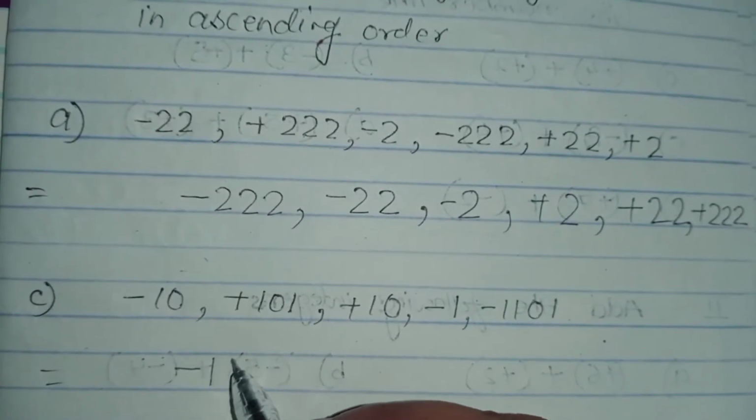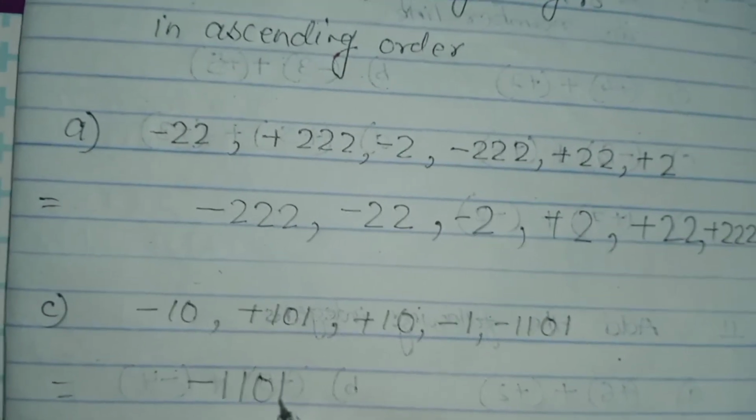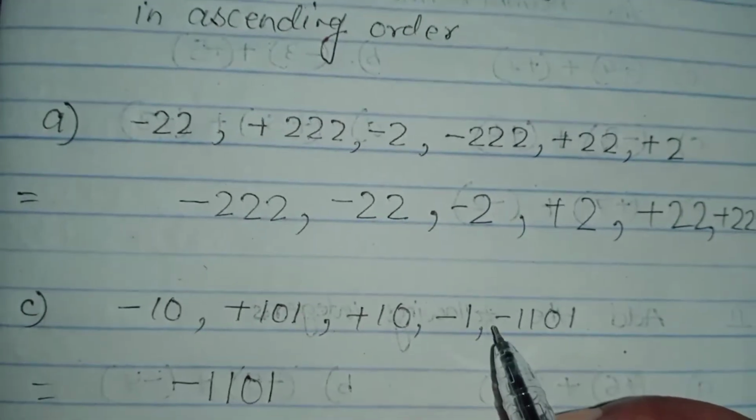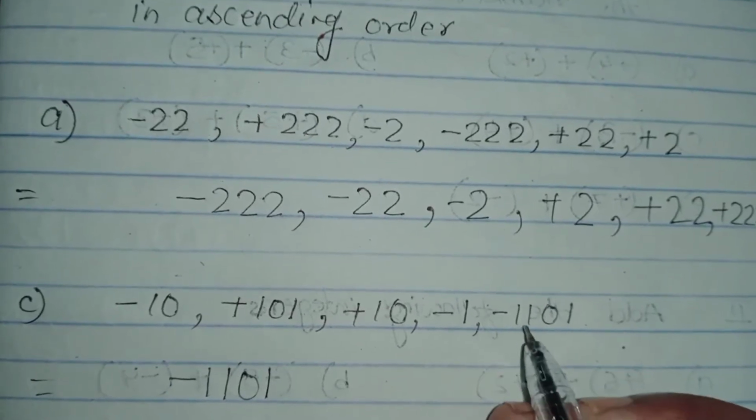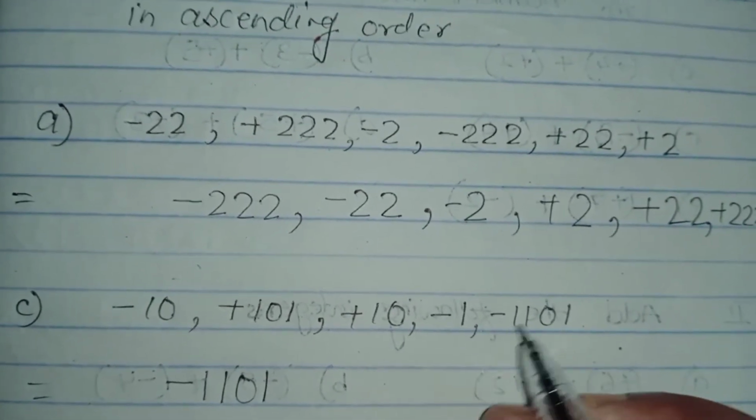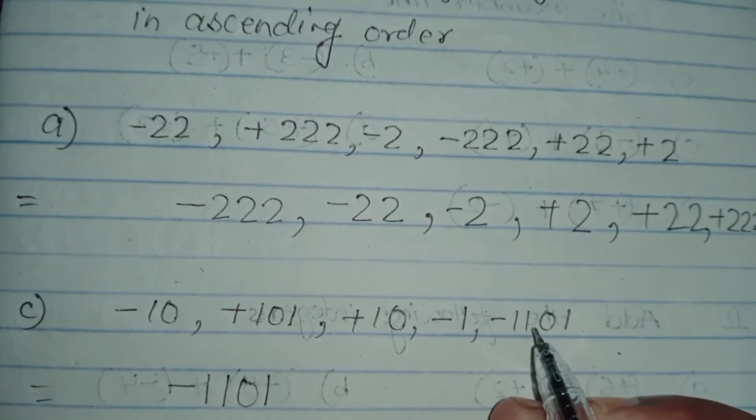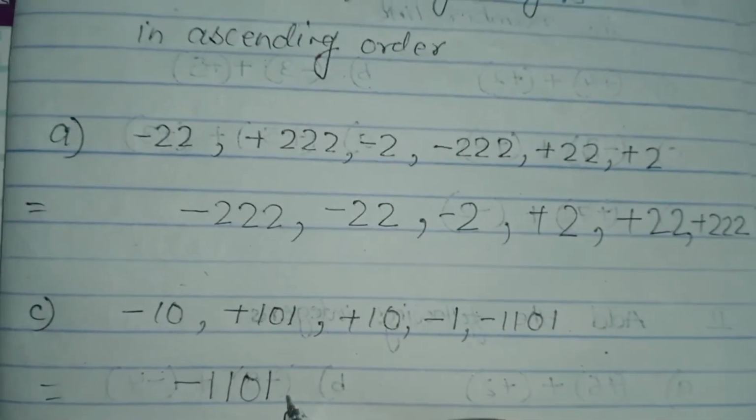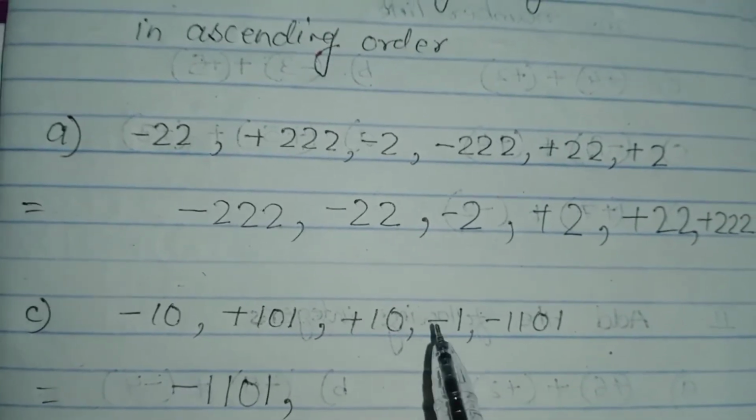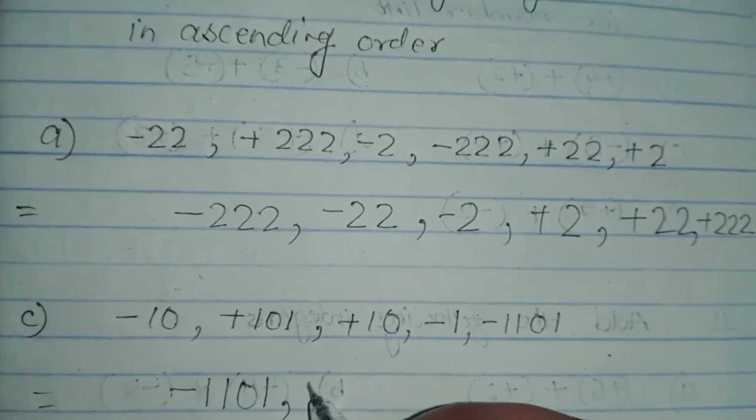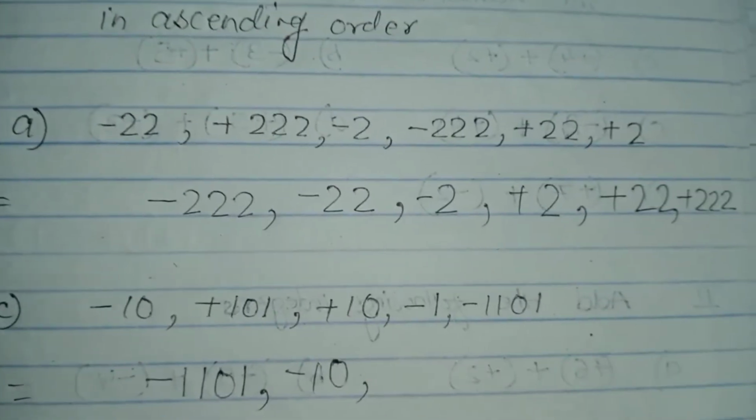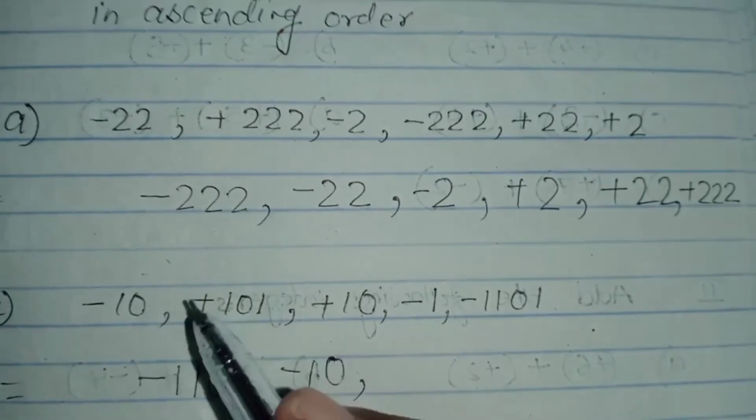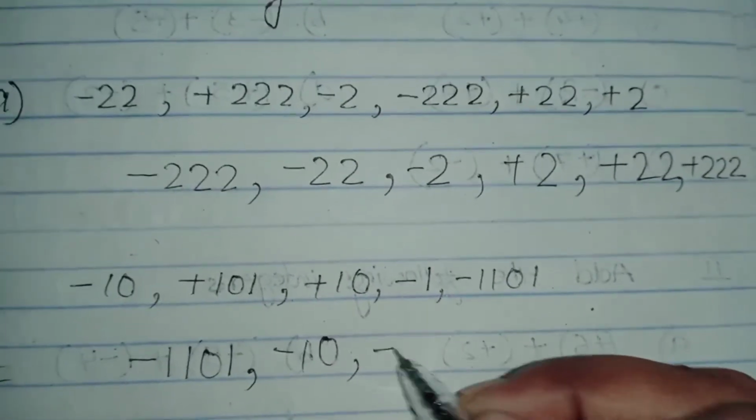Minus 1101. Whenever you see a number with a negative sign, don't say that minus 1 is smaller than this one. Minus 1 is greater than minus 1101. I have already taught you in my previous videos. Now which one is small, minus 1 or minus 10? Minus 10. Then minus 1 is greater than minus 10, but less than these two positive integers.